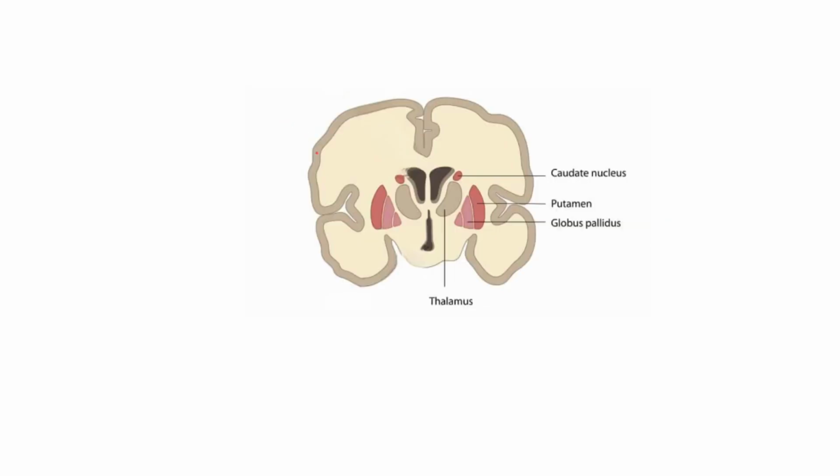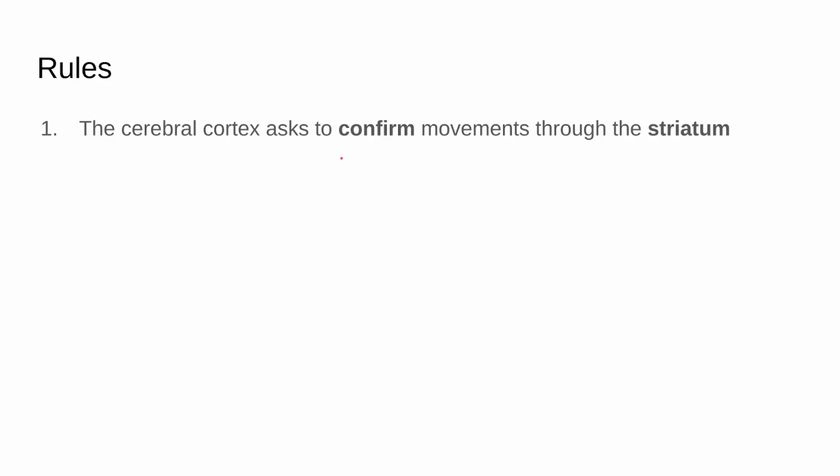So let's tell a story instead. The story happens in a coronal field. These are our basal ganglia, so they're involved, and then our thalamus is definitely involved. And the way that we're going to tell this story is through rules.